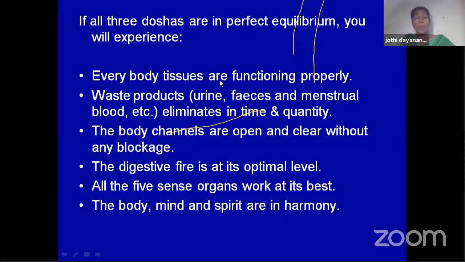So all body tissues function properly if you have a balance of all these three doshas. And you can also see the waste products, like heavy urination will not be there. Too much passing of feces will not be there. It also affects menstruation during the monthly cycle, and it helps in regulating the timing and the quantity. So if it is balanced, everything will be in balance. Properly your body will be cleansed. Properly your body can be maintained.